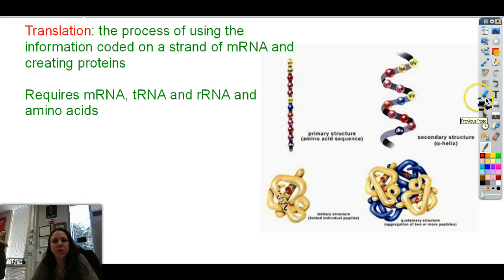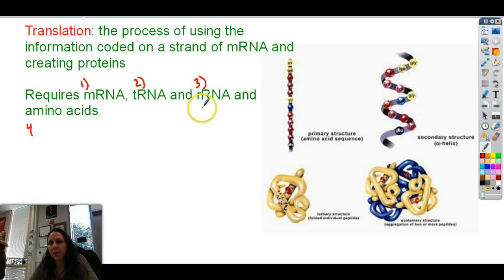In order for translation to occur, you need four things. One, you need mRNA because he's got the message. Two, you need tRNA because he carries the amino acids to the party. Three, you need rRNA because that's the ribosome where proteins are made. And four, you're going to need a whole load of amino acids.